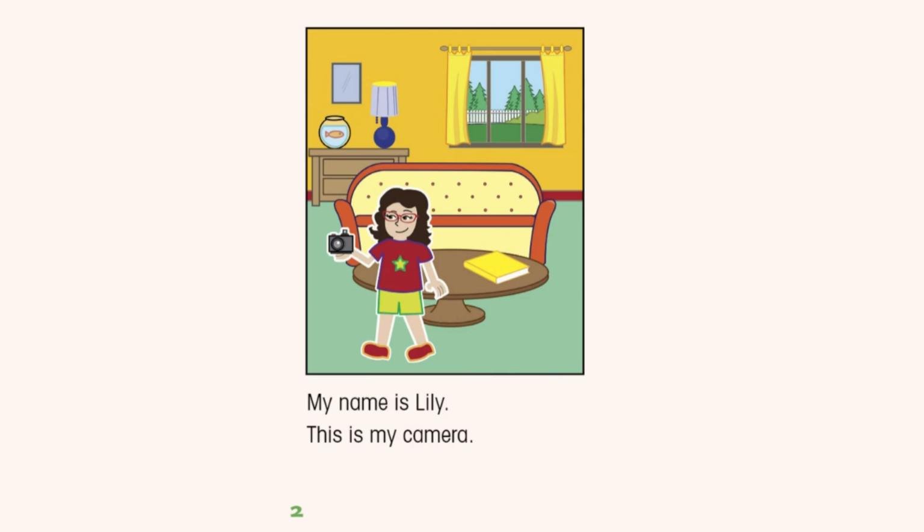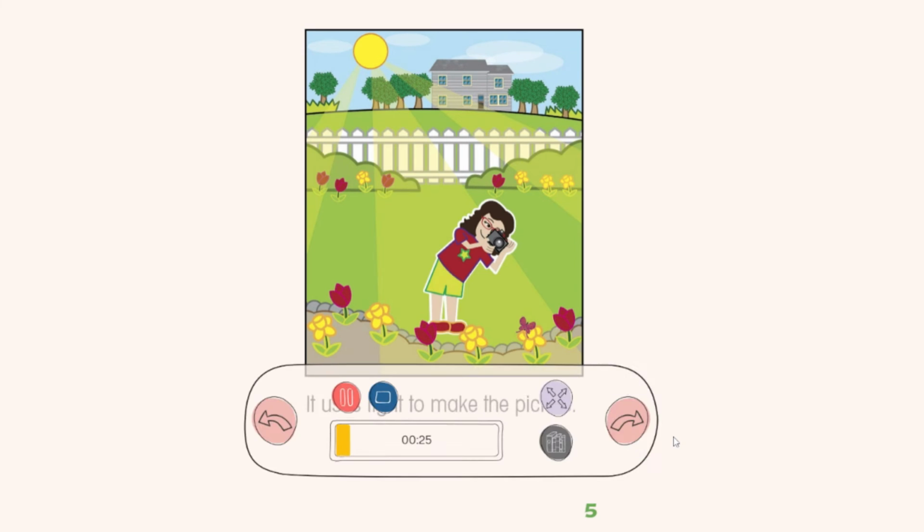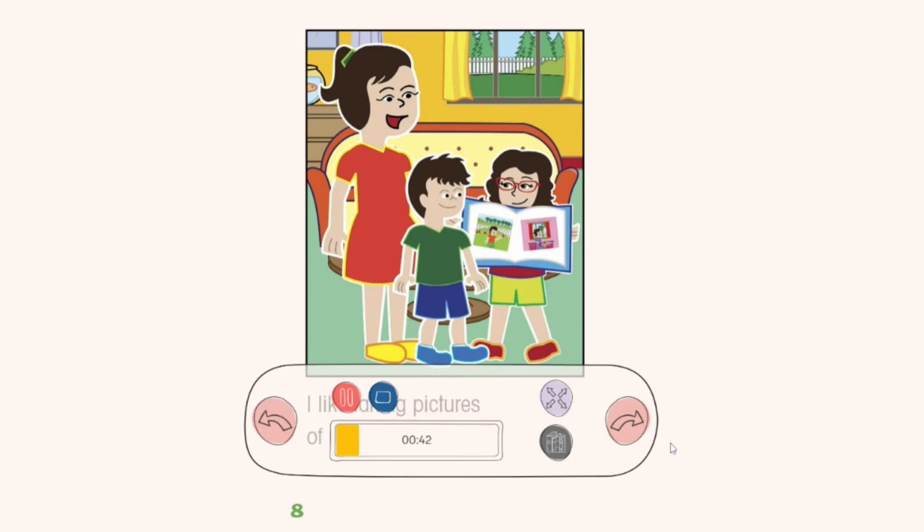My camera. By Dwayne Hodgkins. My name is Lily. This is my camera. I like to take pictures. The camera works best in the right place. It uses light to make a picture. I point the camera at my brother. I push the button. Click. I like taking pictures of my family.